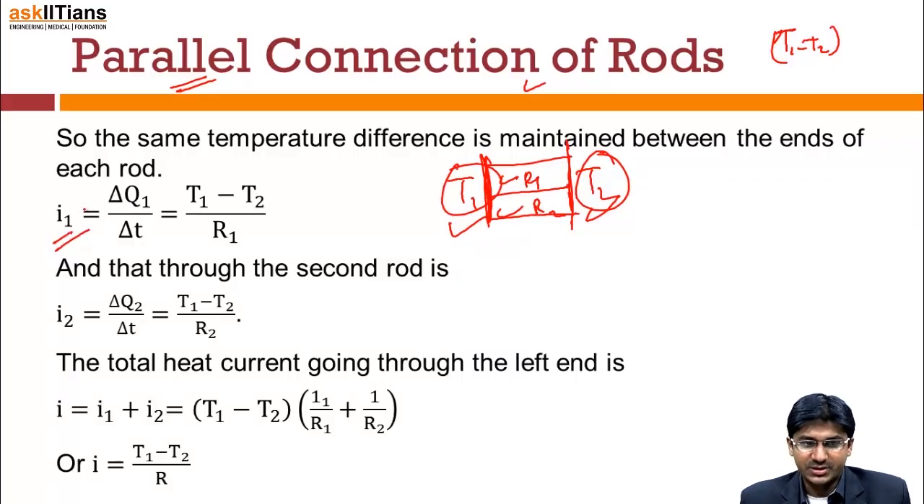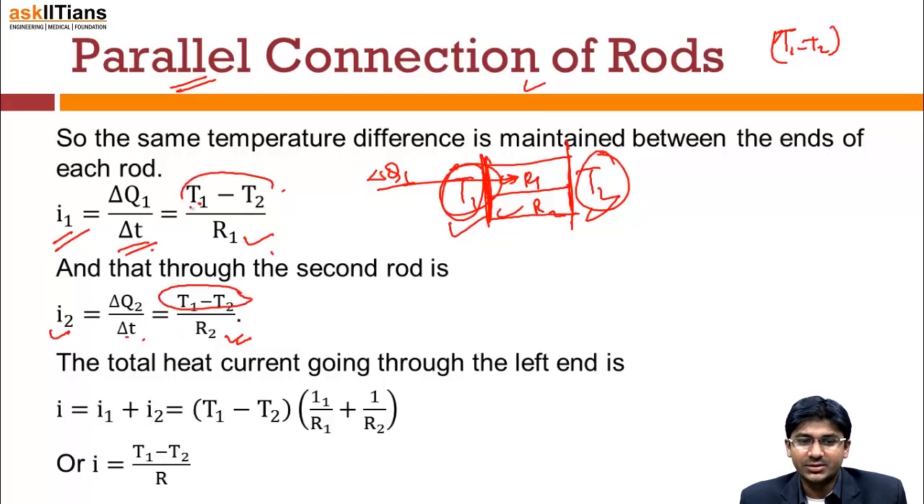The current through the first one is I1, that becomes delta Q1 by delta T. So if I assume that current through this is delta Q1, this becomes T1 minus T2 by R1. T1 minus T2 is the temperature difference, divided by R1. That's for the first rod. Then you apply the same thing for the second one, delta Q2 by delta T, T1 minus T2 by R2. The temperature difference, if you see, is constant, the same in both of these, right? Because they are in parallel.